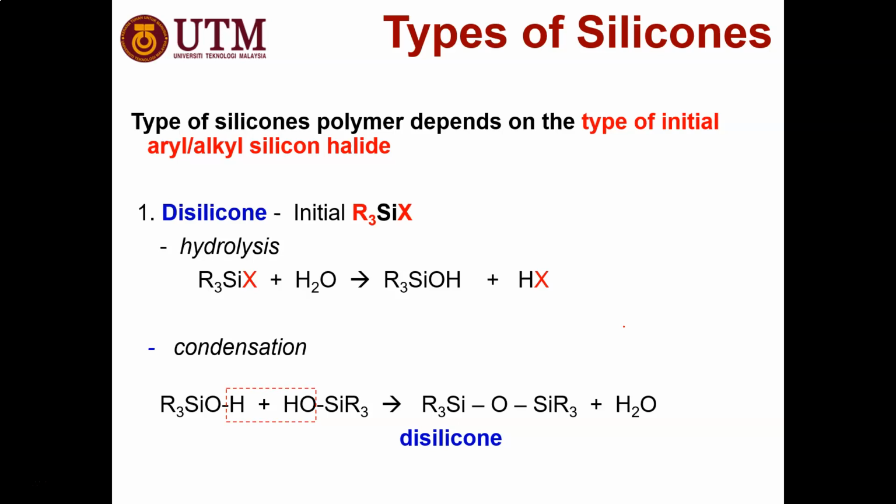So there are 3 types of silicones. Okay, so the first one, dia depends on the initial type of alkyl or aryl silicon halide. So R kat sini boleh berbagai-bagai jenis. It can be CH3, CH4 yang panjang sikit ke apa. Okay, it is the organic part of it. So disilicon kita akan dapat if the starting material is R3SiX.